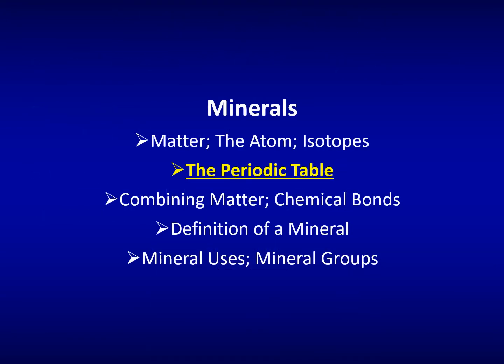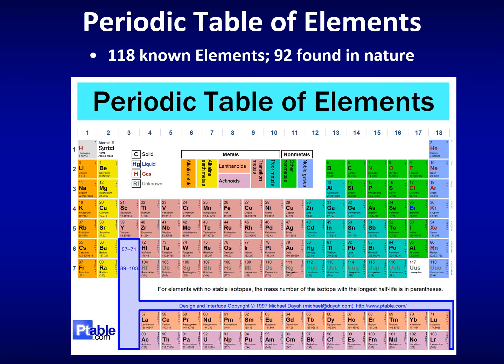Discuss now the periodic table and how these elements are organized, and it helps us then to study them more effectively. As you can see here, there is the periodic table of elements. 92 found in nature, 118 known elements. The periodic table you see is colored to help give you a better indication of what kinds of things lie where, and we'll discuss this in the next few slides.